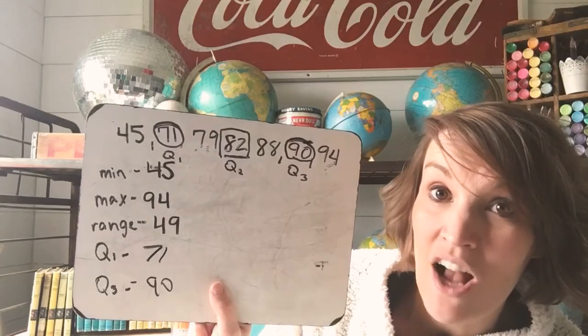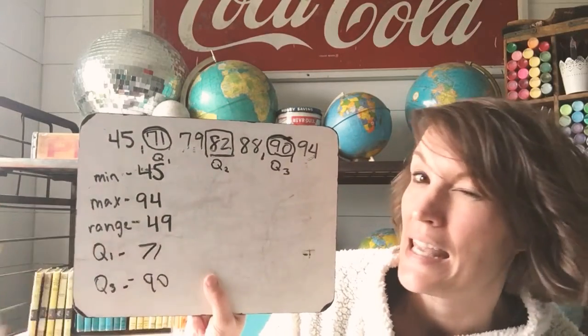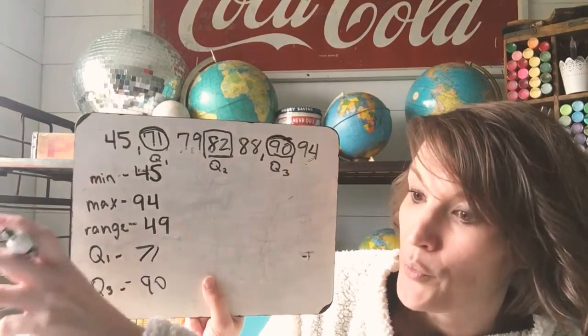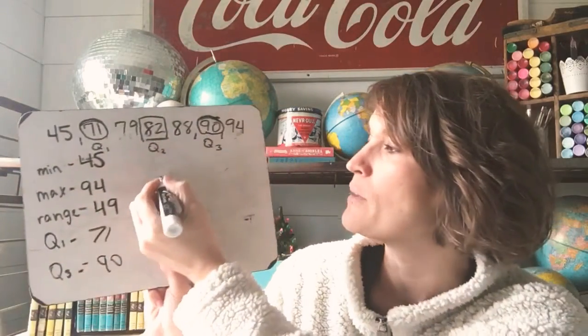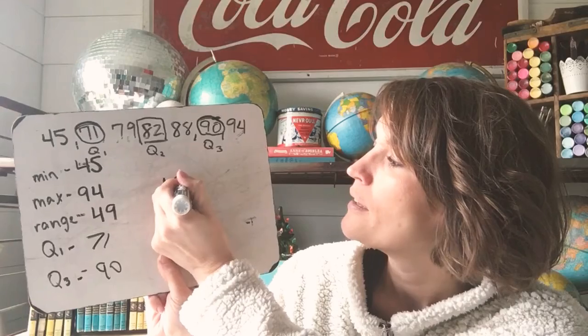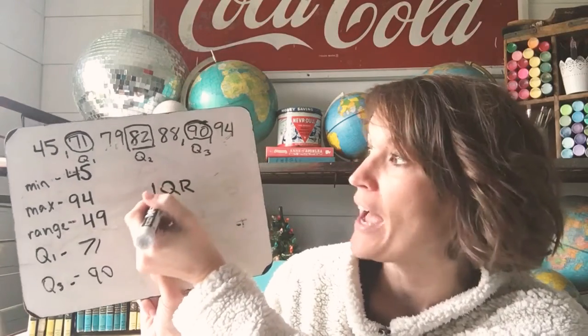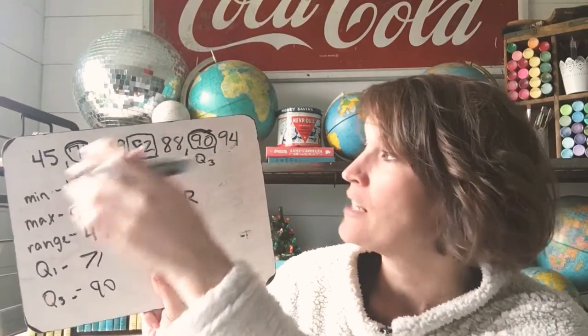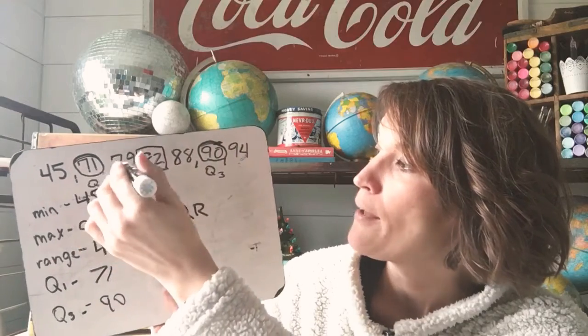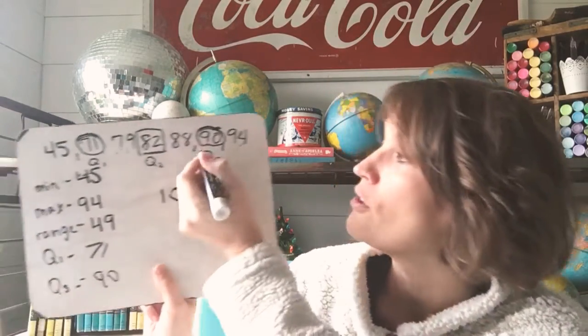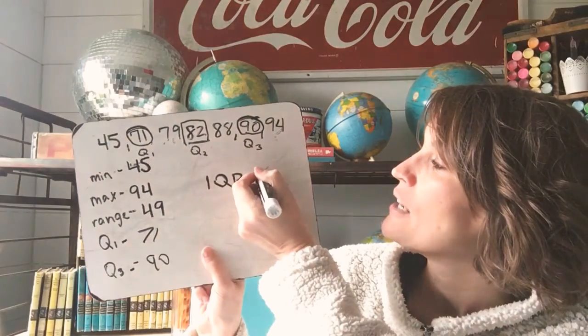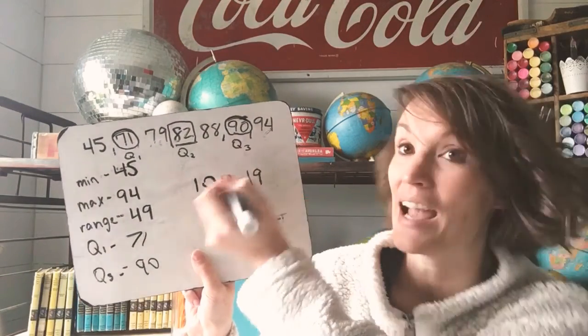The last thing I want to talk about on this first part is the interquartile range. Now, when you think range, you should start getting suspicious. Range means you should be subtracting. Interquartile range is going to be third quartile minus first quartile. So we say Q3 minus Q1, 90 minus 71 in this case gives us 19.